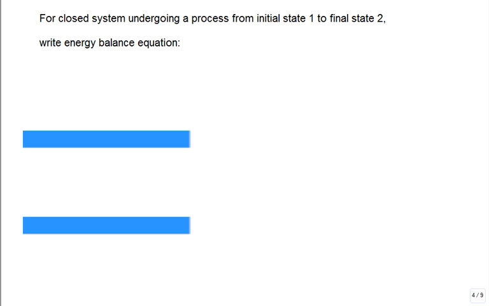For a closed system undergoing a process from initial state 1 to final state 2, we could write an energy balance equation known as the first law of thermodynamics, which is a statement that energy is conserved. Could you write it down from memory? I know you have it on an equation sheet, but could you write it down from memory? What would it look like?